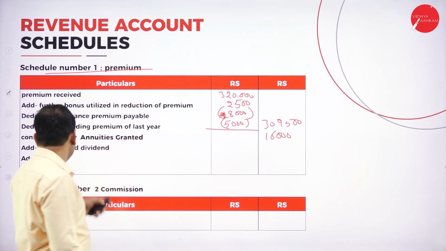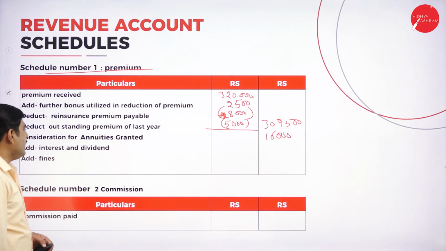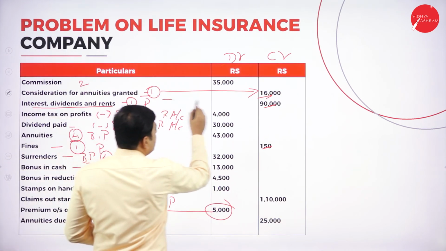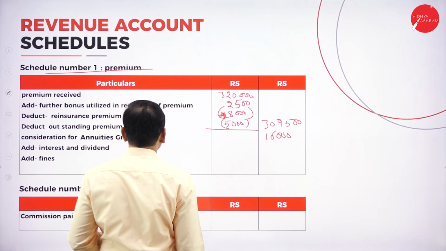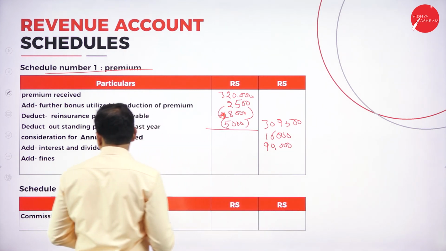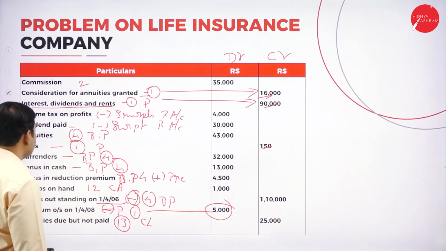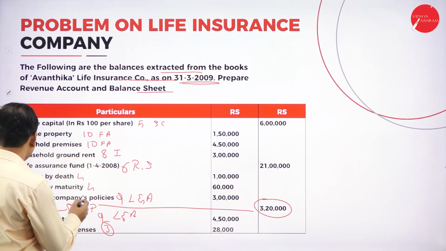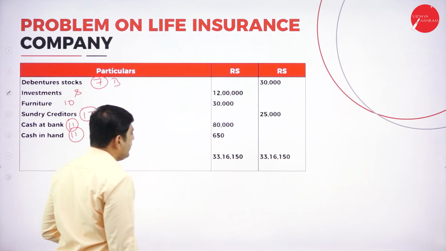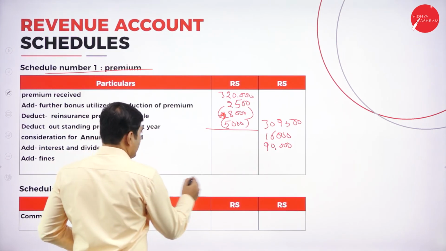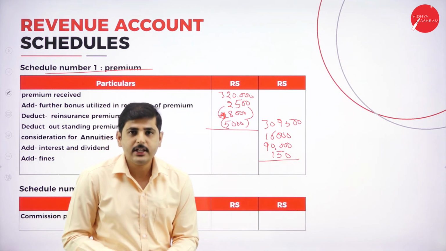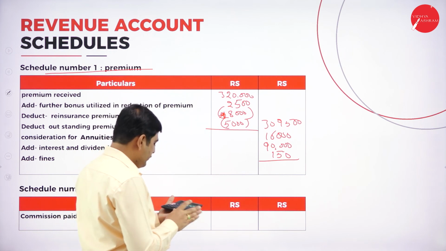Again, add interest and dividend. What is the interest and dividend here? Interest and dividend is 90,000. Again add fines. What is the amount of fines? Look at the fines we have here. The fine is 150. So add all the amounts. See, if you don't know the schedule number, it is very difficult to do the problem. So please learn the schedules by heart.